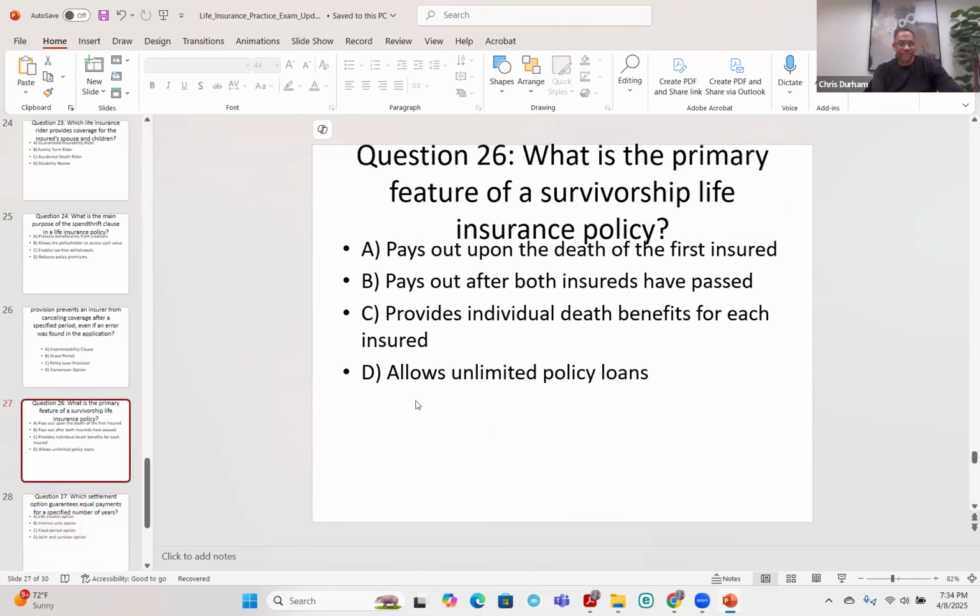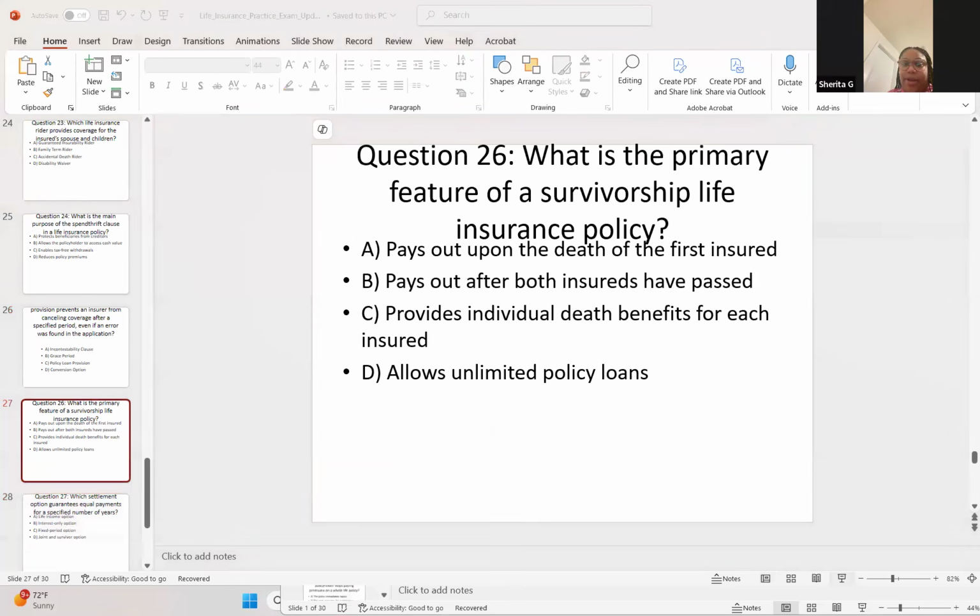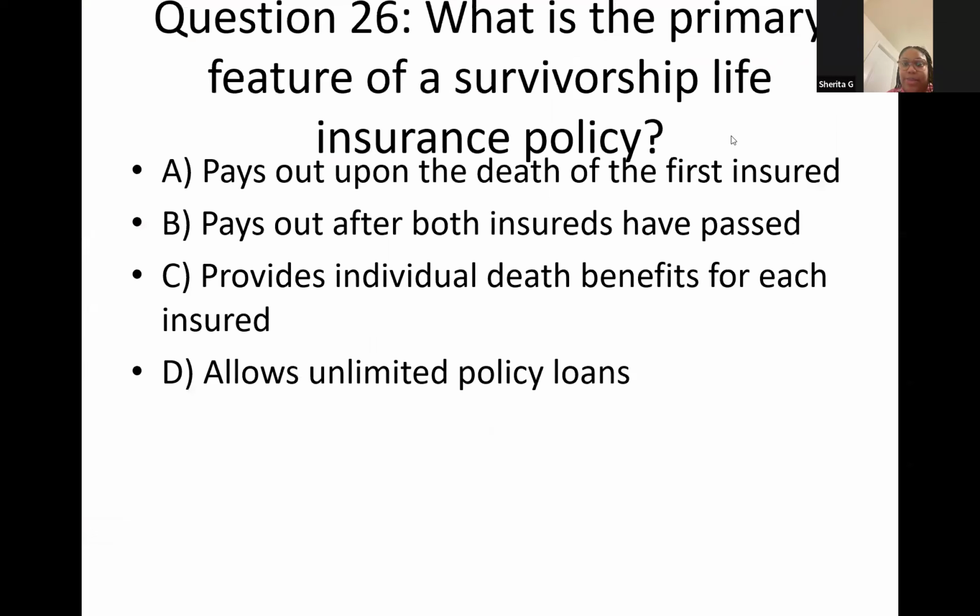All right. Next. What is the primary feature of a survivorship life insurance policy? It is B, pays out after both insureds have passed. Yep.